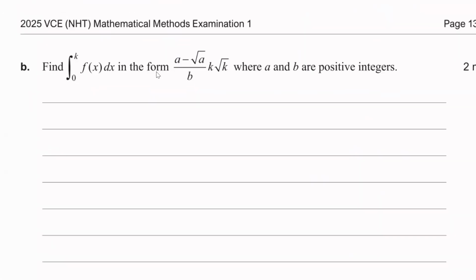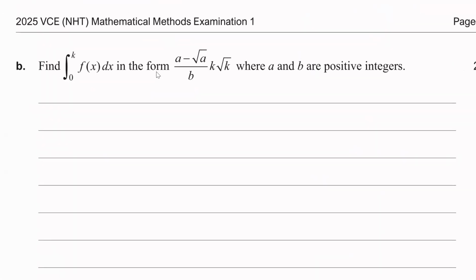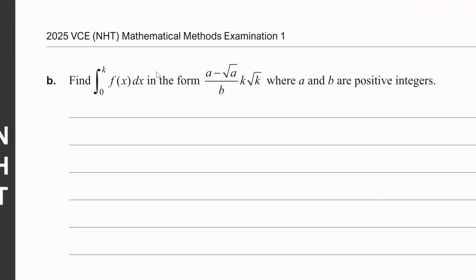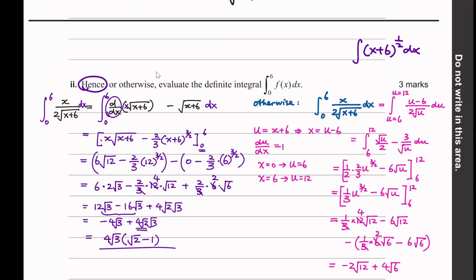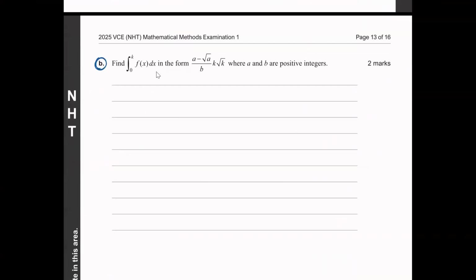Find the integral from 0 to k of f of x dx in the form a minus root a divided by b, k times root k, where a and b are positive integers. So actually, this is a general case. I was wondering, what if you attempt part B first, then come back to part A2 and solve for k equals 6? That would be an interesting approach.